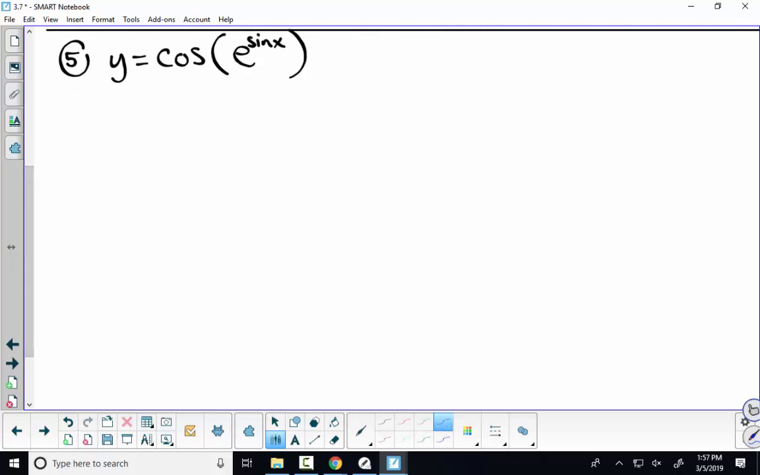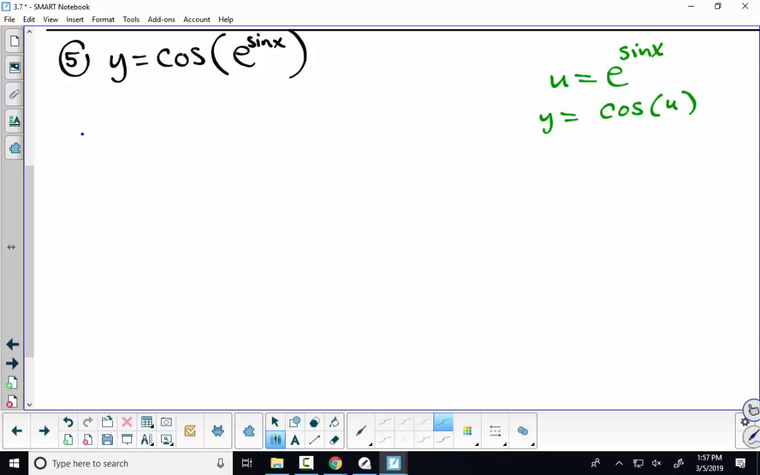Okay, so it's the cosine of the e to the sine x. If you're using version 1, u is e to the sine x, and then that makes y cosine of u. So don't put an extra x in there with the cosine because it's the cosine of that function, e to the sine x.